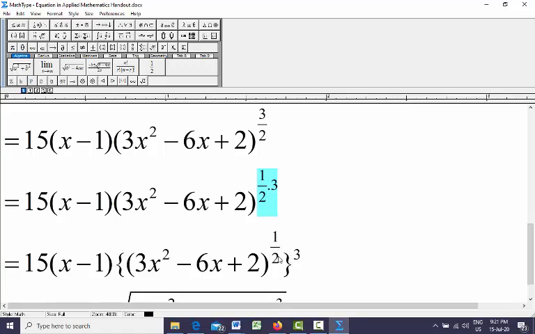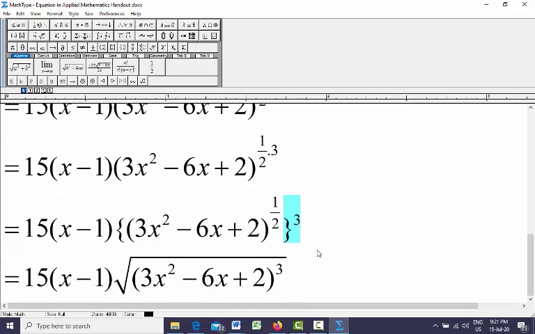So you know that already. If you have power inside the bracket and power outside the bracket, the power inside the bracket will get multiplied by the power outside the bracket. That means we will have half multiplied by 3 again. That means we can break this one like this. Okay, so now you know that already.